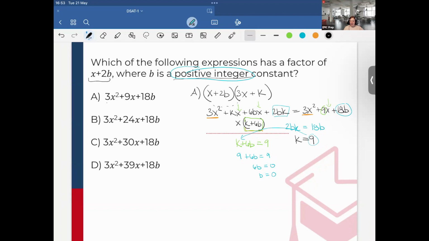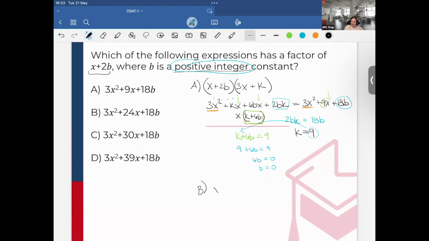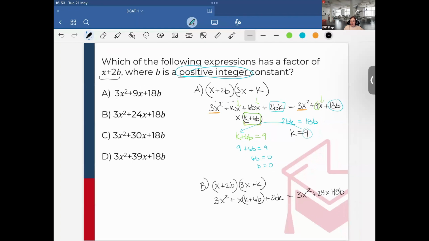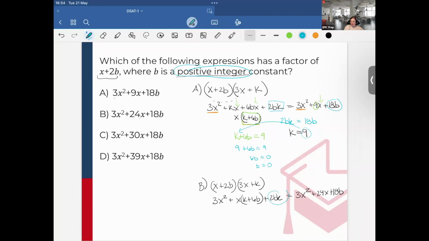However, there's a shortcut because I can see each of them is going to be x times 2b plus 3x plus k. And then I just set them equal to the expression here in b. So just to show, this expands to the same exact expression above, right? So xk plus 6b, and then plus 2bk. And this is going to be equal to answer choice B, 3x squared plus 24x plus 18b. So again, I know 2bk is 18b.